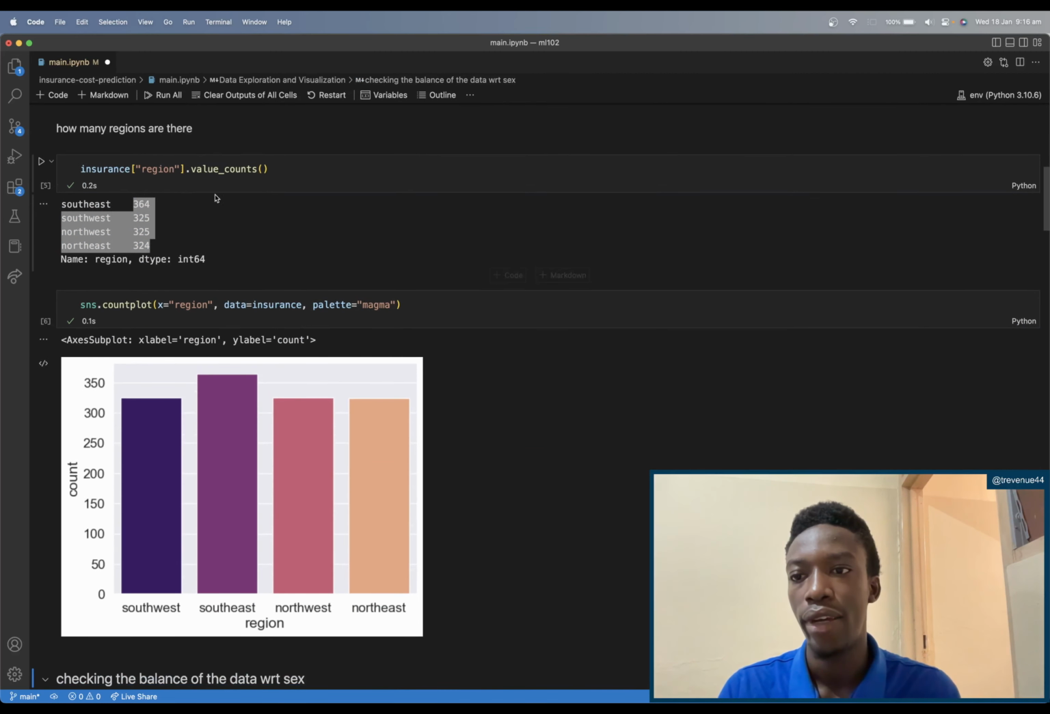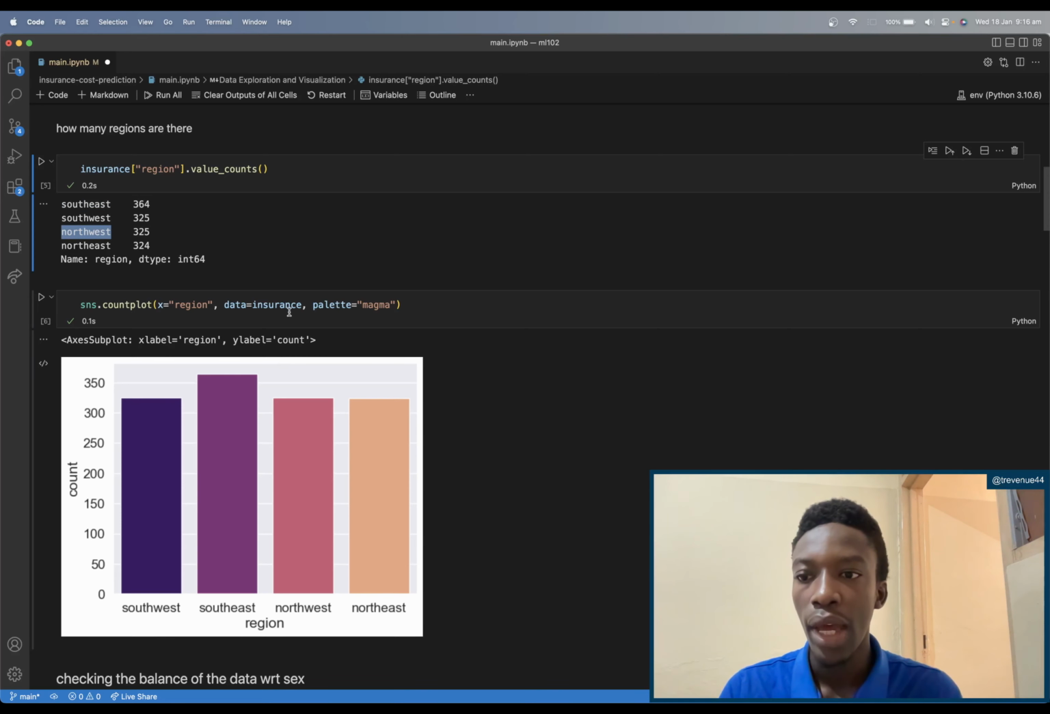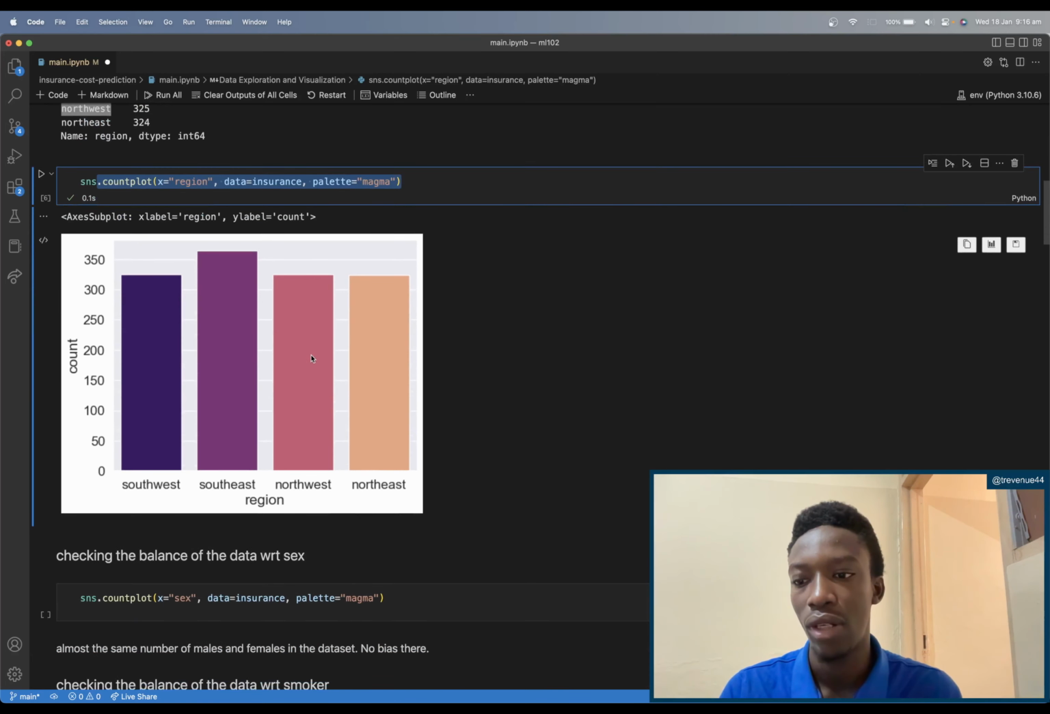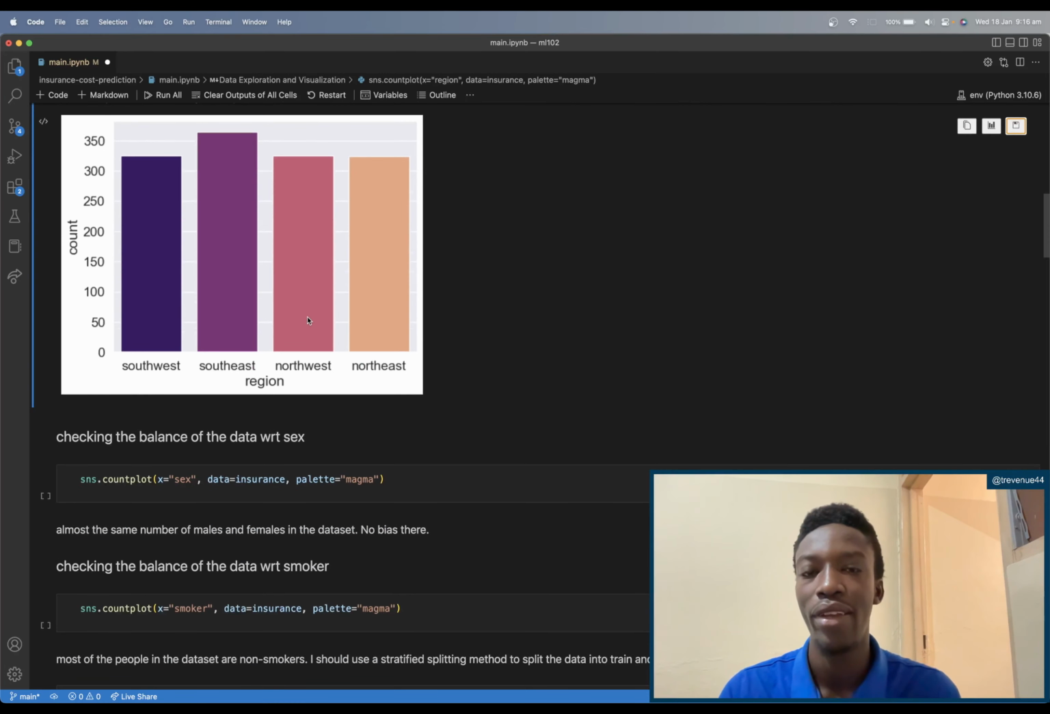So I first checked the value count of each of the regions: southwest, northwest, northeast, and the southeast. So we have this, and I basically plotted that with Seaborn, and as you can see, based on this, it seems to be a bit balanced in terms of the region, even though southeast seems to be a whole lot more than all of them. If you consider the difference, it's not that much. So there isn't any bias based on the region of the person.